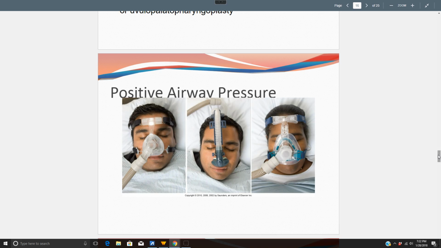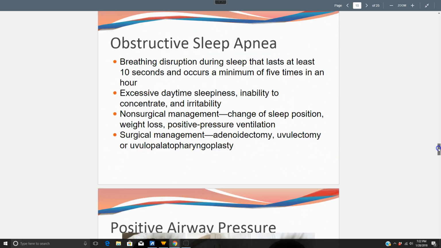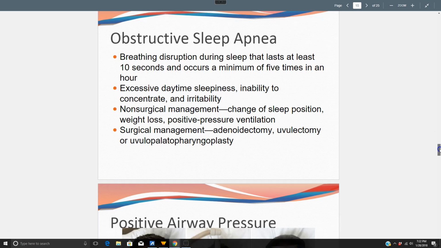There are also surgical interventions, as I said, along with non-surgical, and these are adenoidectomies, uvulectomies, and that other long word on the screen, palato-pharyngeoplasties, which may also be done just to reconstruct those structures so the patient doesn't have apnea anymore.